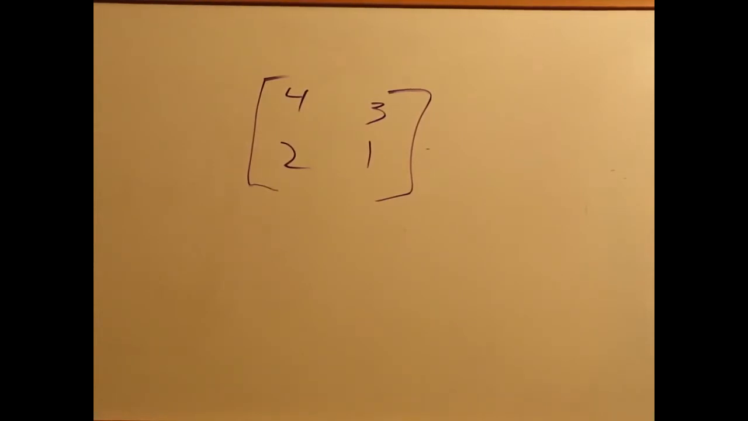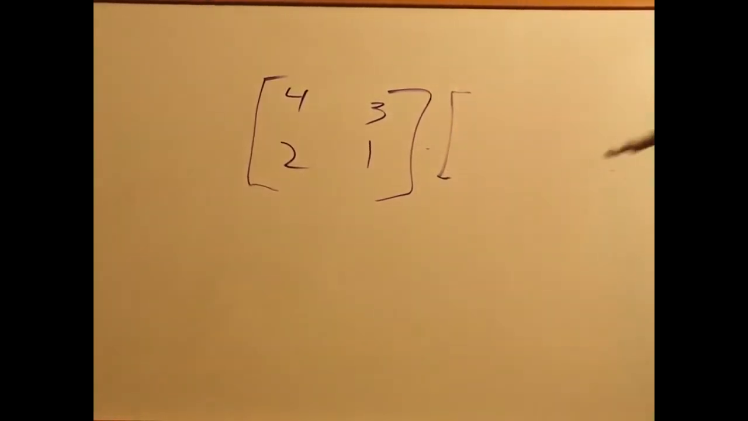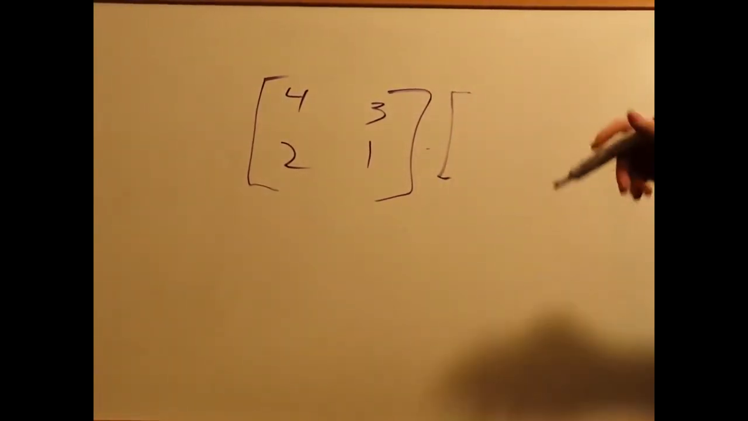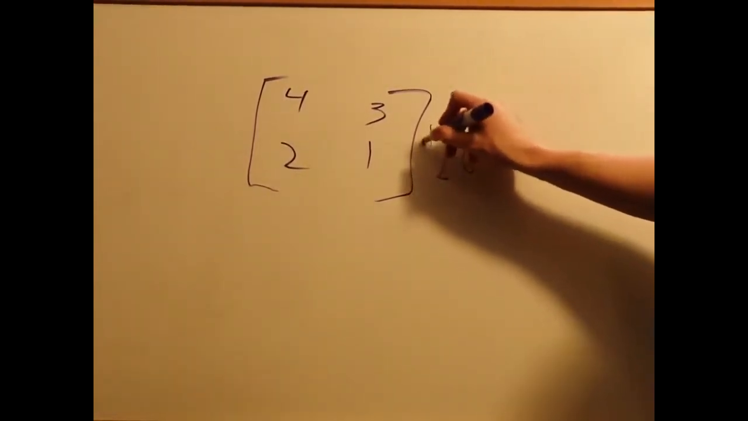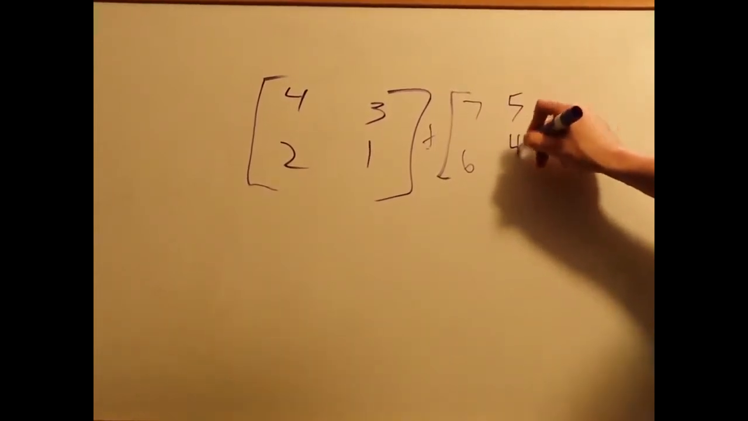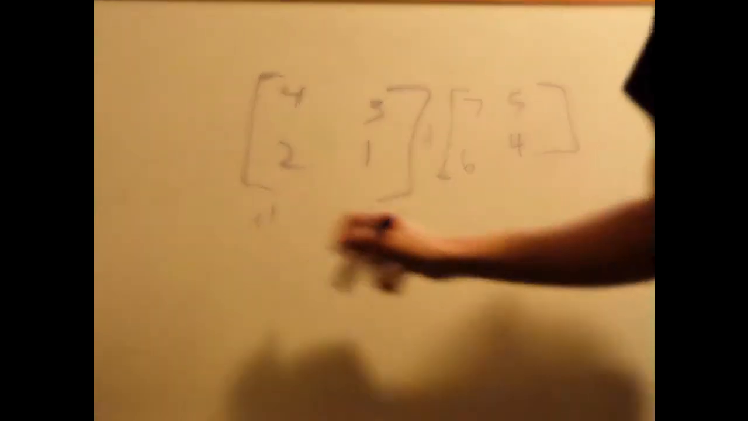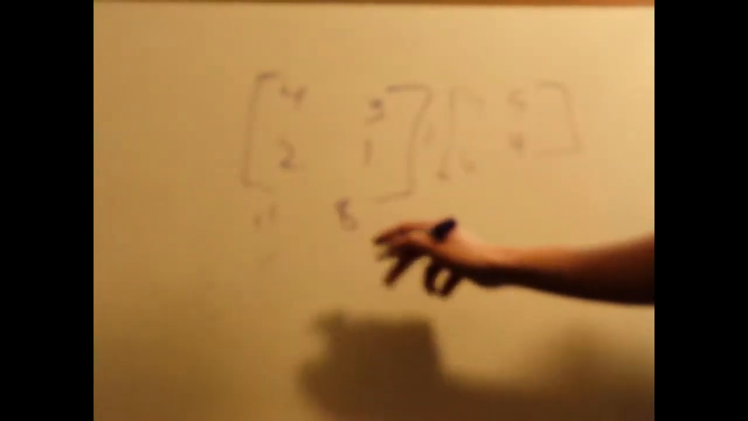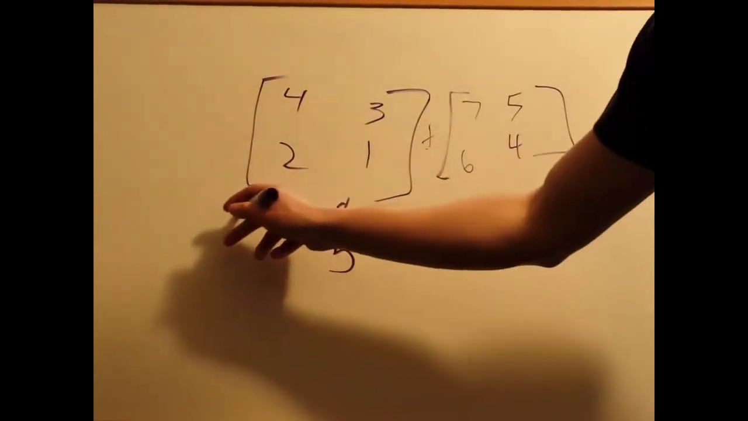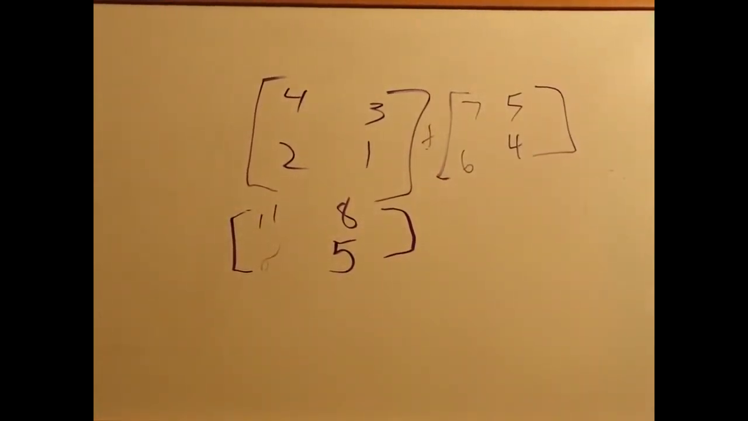Let's start with what I think is the easiest one, which is addition. When you're adding two matrices, you can only add matrices that have the same number of rows and the same number of columns. So if we have two matrices that we want to add, all we do is add the numbers that are in the same position on the grid. So 4 and 7, and then we've got 3 and 5, 2 and 6, and 4 and 1. And we have a new matrix with the same number of rows and the same number of columns.